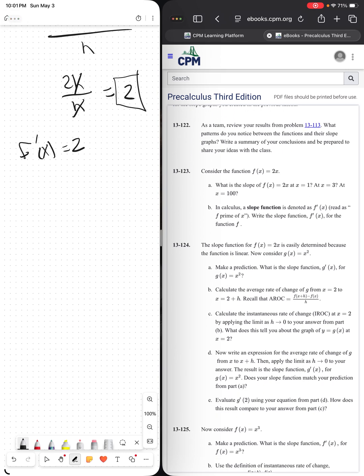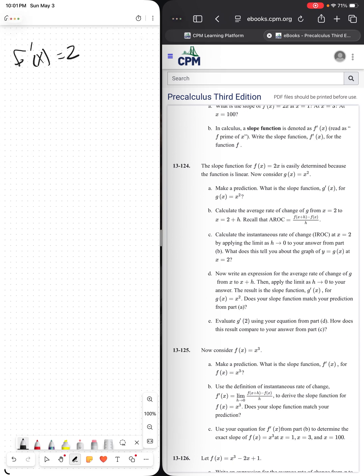Looking at 124, the slope function for 2x was easily determined because that function is linear. So linear becomes a constant. We talked about that in the last lesson. Now let's consider x squared. So g of x equals x squared. It says make a prediction: what is the slope function, or g prime of x? We should know that it's going to be linear. We kind of talked about that in the last problem.